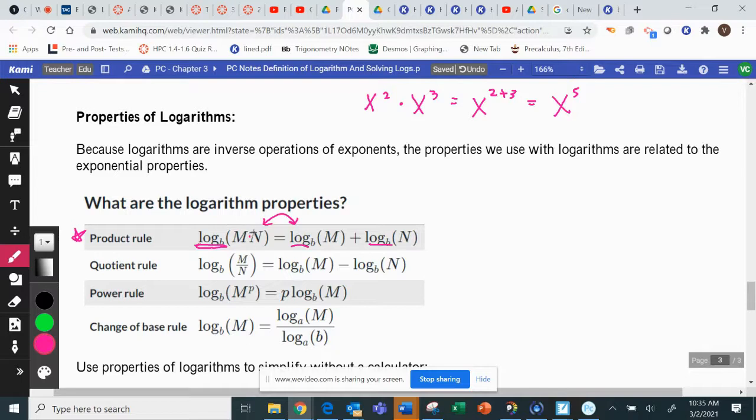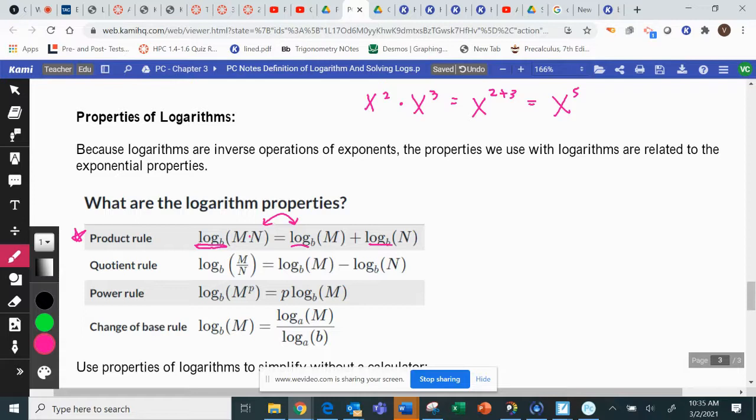So if I already have the addition, if I have separate logarithms with an addition sign in between, I can condense them to one logarithm and multiply what those logarithms are of. So I can go either way.